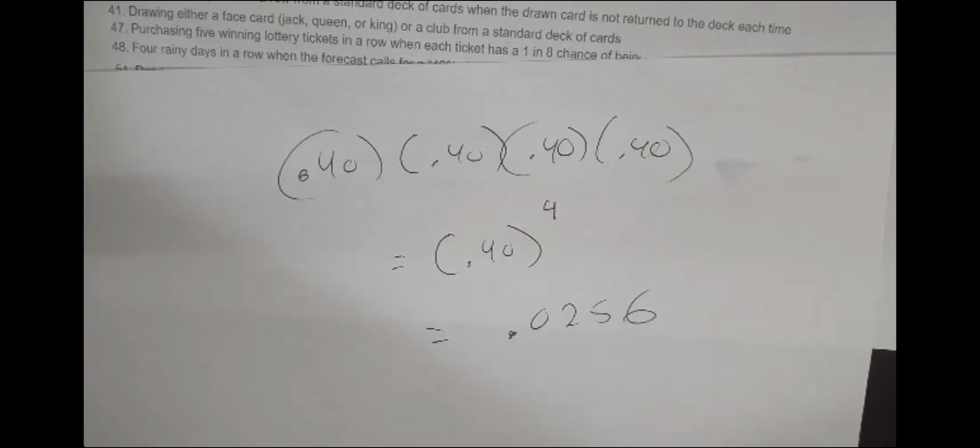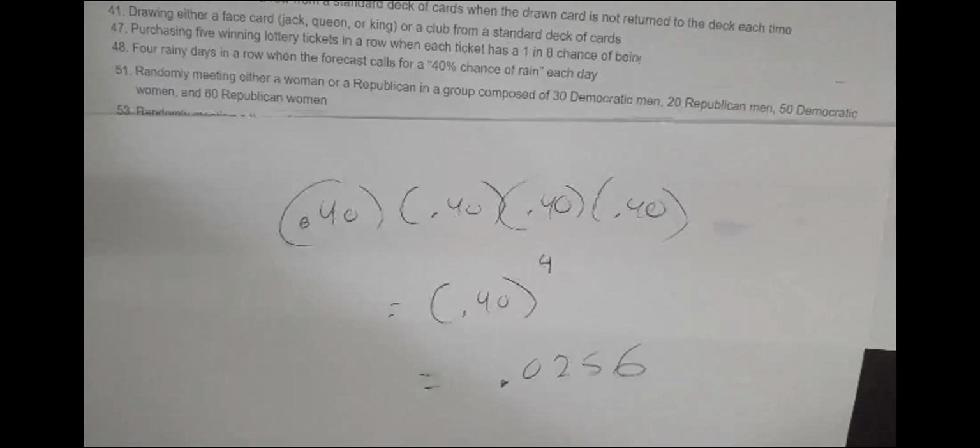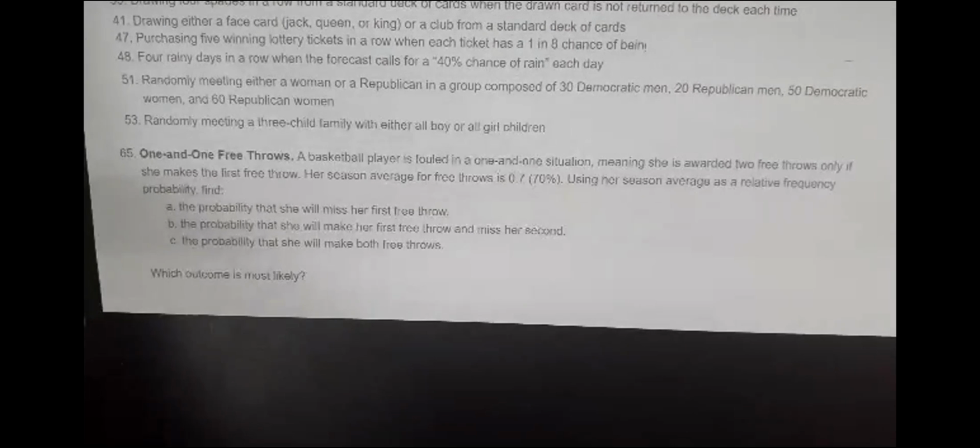So I'm getting somewhere around 2.56%. That's correct. 0.256. Sorry, 0.0256. 0.0256 is what, 48? Oh, never mind. It's not in the back. Okay. So that's 48, 51, 53.